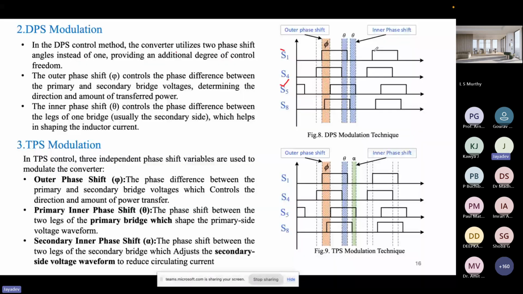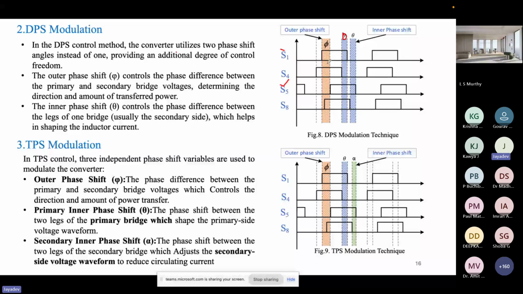In double phase shift, one phase shift is for the voltages of both bridges and the other phase shift we give between the legs. S1 is connected in one leg and S4 is connected in the other leg. Earlier they were turned on simultaneously, with the same gate signal given to S1 and S4. But in double phase shift, we give different pulses, which are phase shifted by an angle theta. We do the same thing on the secondary side also.